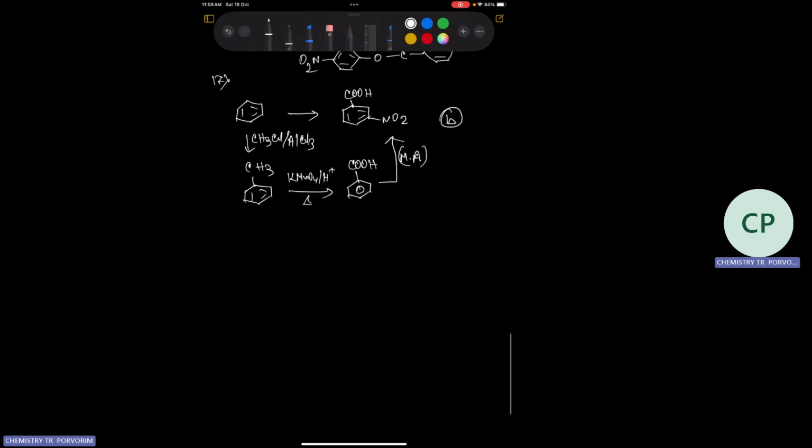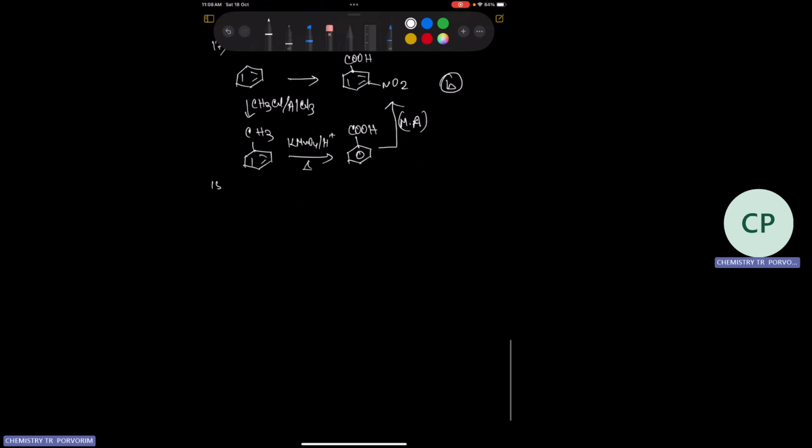Next, question number 18. PhCONH2, Ph C double bond O NH2. If we use a dehydrating agent, here P2O5, it will be removing this H2O. Okay. So this H2O will be removed. In that case, our product should be PhC triple bond N. Okay. So option D is our product.